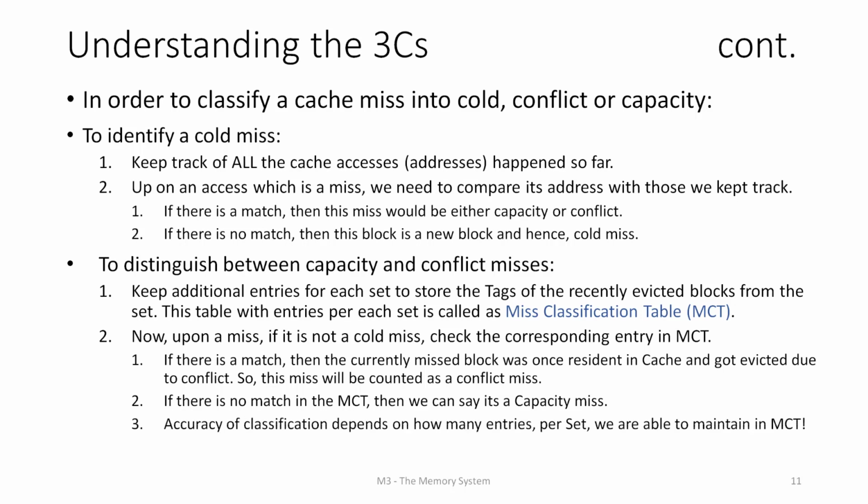The confidence with which we can identify a miss as either capacity or conflict would increase if we are able to maintain a large number of entries in the MCT. But it's not practical, so typically people go for 2 to 4 entries per set.